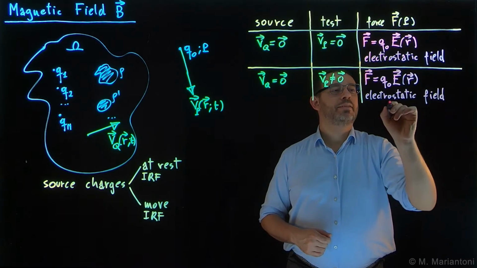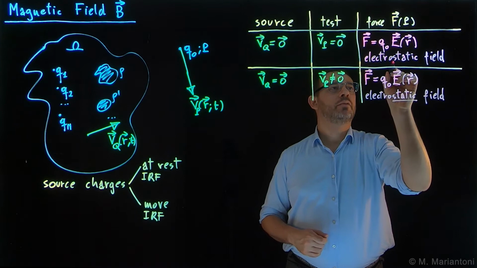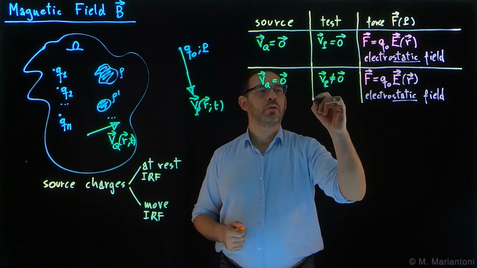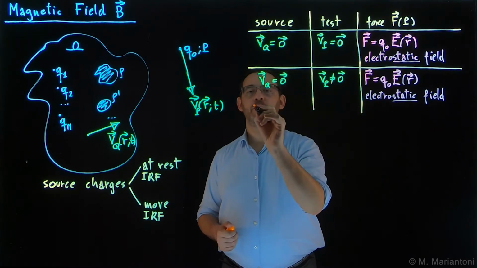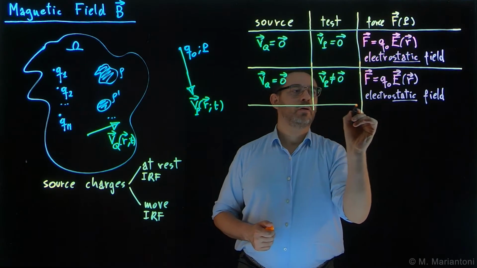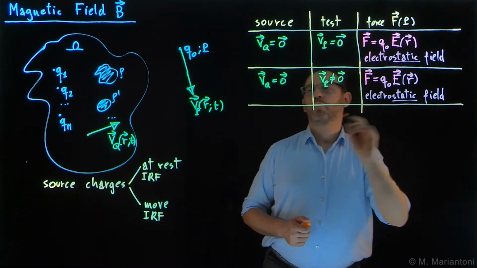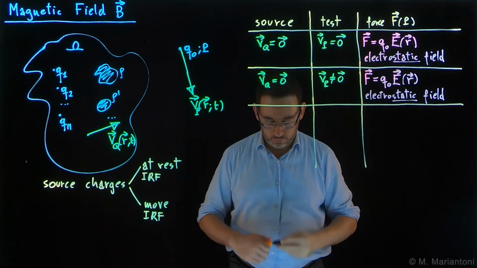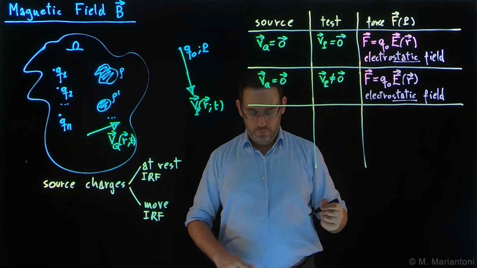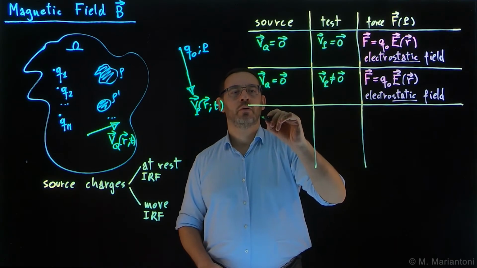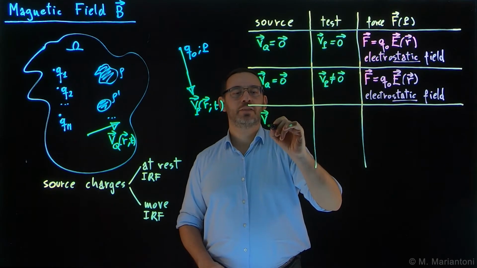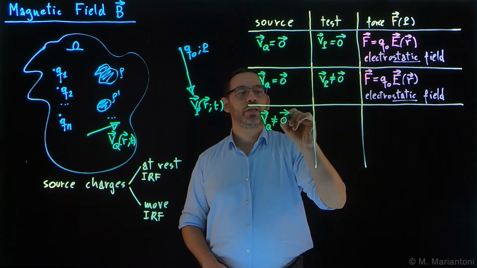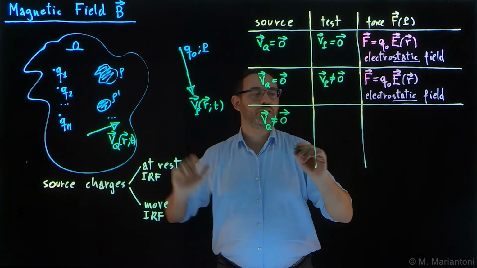Where again, I stress the fact that these are static fields. Okay? Now, what happens if, in the next entry of the table, we consider the case where VQ is different than 0. So this is the first time where we hypothesize that actually the source charges are moving in space and time.